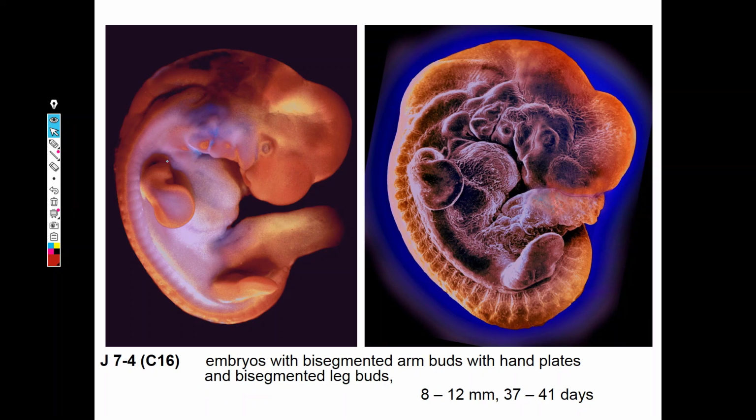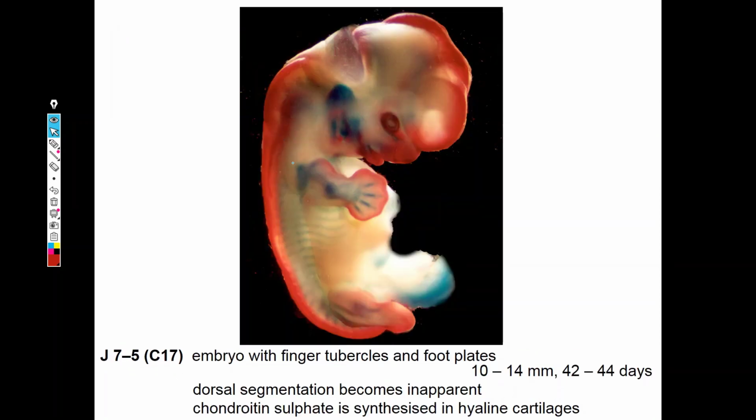Here we can see quite well 2 segments. So bi-segmented leg buds and also bi-segmented arm buds. And we can very clearly see the developing eye of the embryo. So it's very nice. In this picture there is special labeling. We labeled chondroitin sulfate, so we can see the cartilage over here, and we can see the limbs have 3 segments over here.